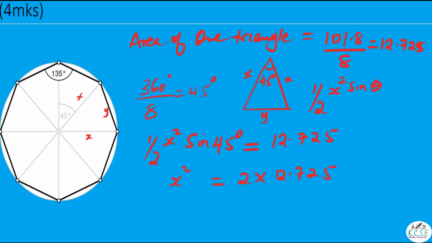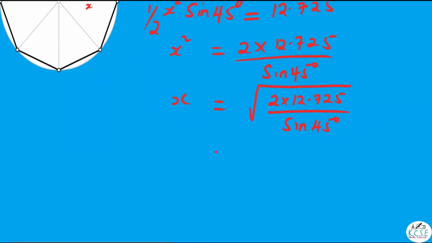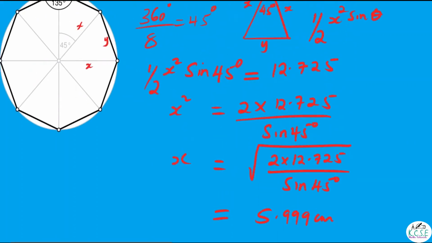That is what you get. Then you divide this by sine of 45 degrees. So to obtain the value of x, you have to get the square root of everything, which is 2 times 12.725, everything divided by sine of 45 degrees. So this gives the value of x as 5.999 centimeter.